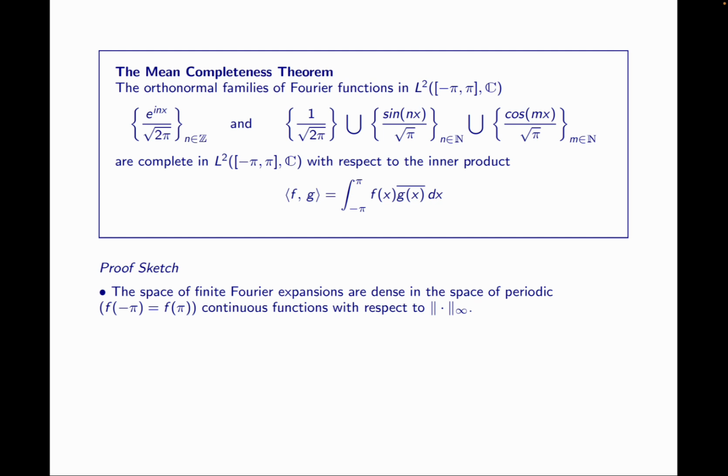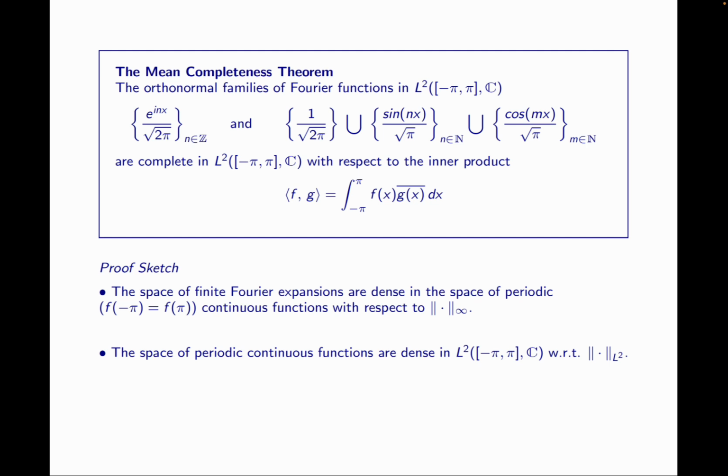So the space of finite Fourier expansions is dense in the space of periodic continuous functions. And I mean that they're dense with respect to the infinity norm. In other words, if I have any continuous function that is equal at the endpoints, then there's a truncated Fourier expansion that is arbitrarily close with respect to the infinity norm. That means it's arbitrarily close everywhere.